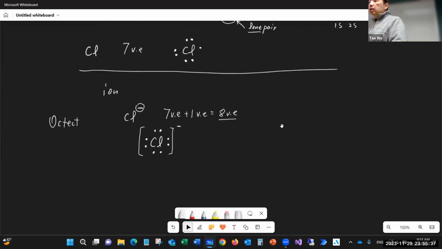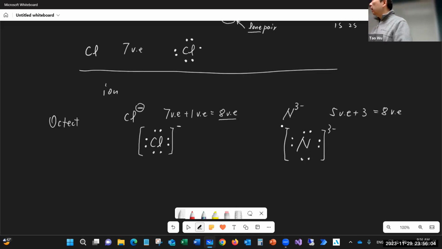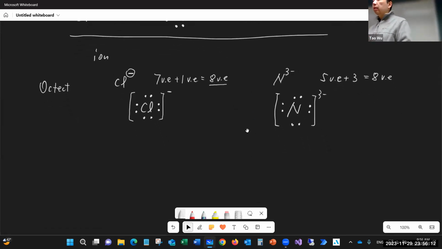Are you clear? Okay, very important, this part. Then how about the nitride ion? Nitrogen has 5 valence electrons, and then you gain 3 electrons. So it has 8 valence electrons in total. In other words, this should have 8 dots on the outside, and then you have a bracket and put 3 negative on the outside. That makes sense? Right, so this is the negative ion, which is an anion.